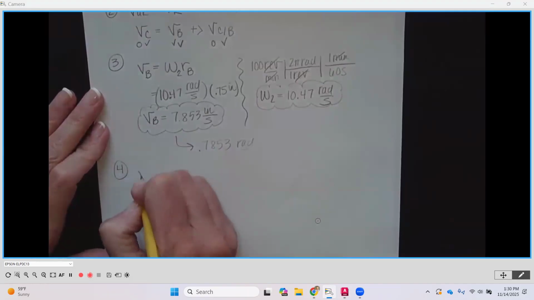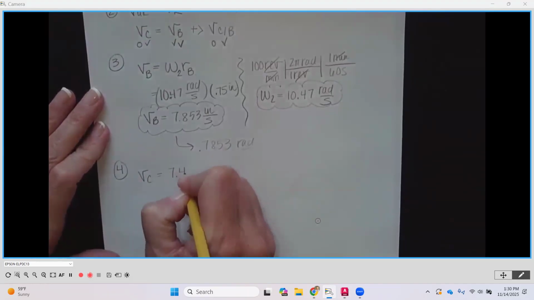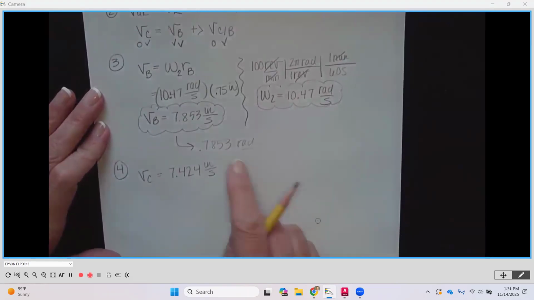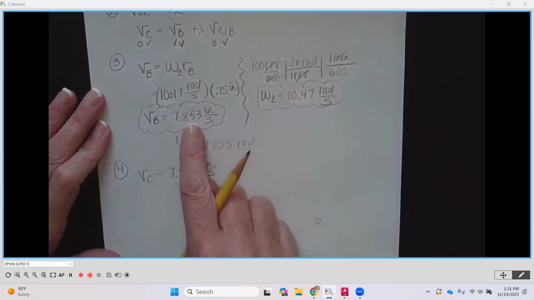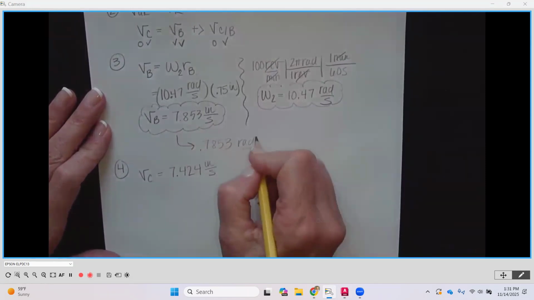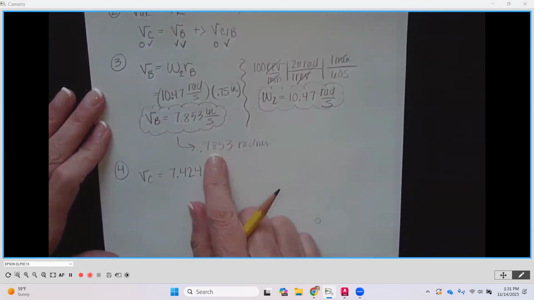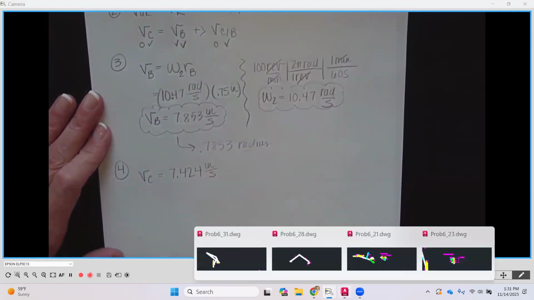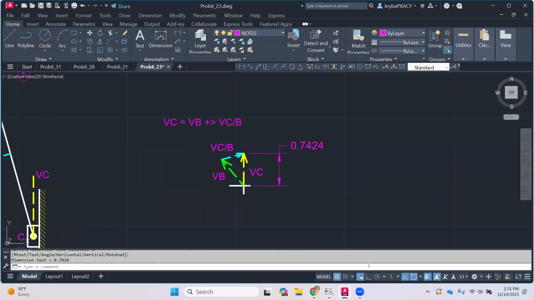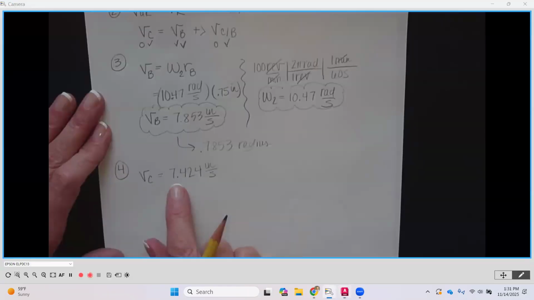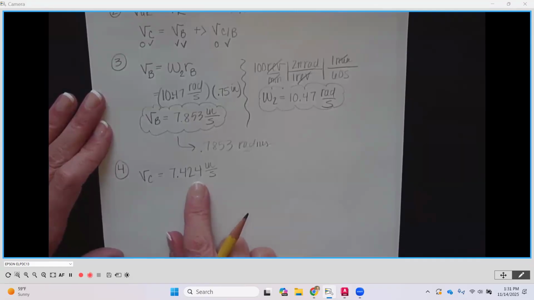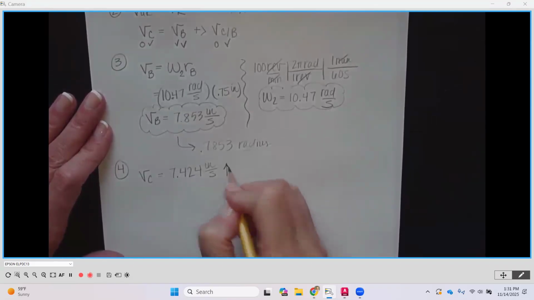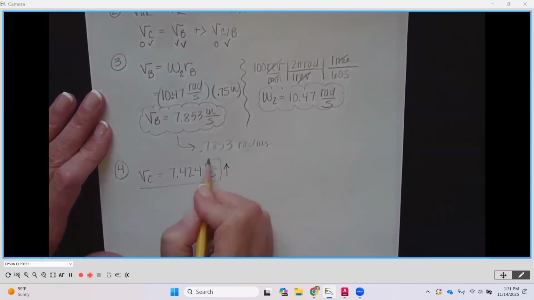Step number 4, velocity of C is equal to 7.424 inches per second. Because remember, this was our actual answer. It was too big to draw, so we divided by 10. Okay, so now when we measured our value over here, it was 0.7424. That means that we're multiplying it by 10 and the magnitude is going to be 7.424. So make sure that when you're scaling anything that you do your multiples back and forth. And this is going to be going straight up. Okay, so we need both magnitude and direction, and this would be your final answer.